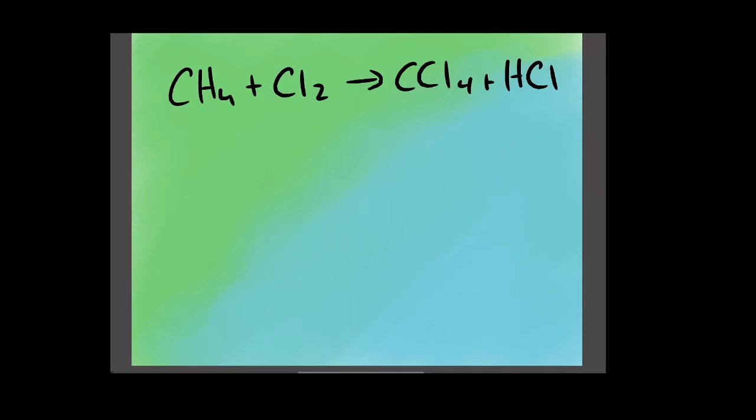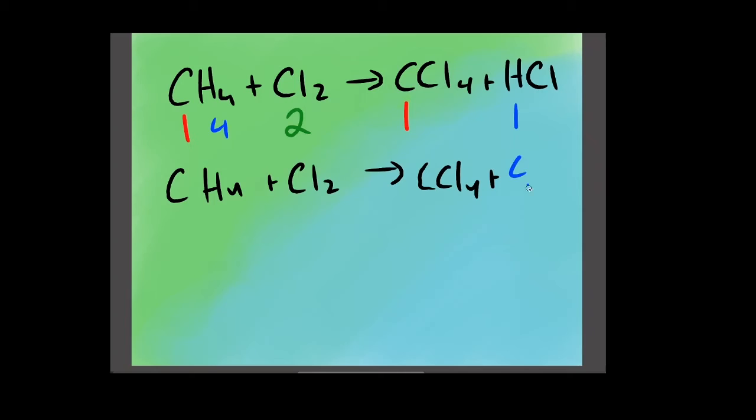Consider the following equation. There are 4 hydrogen atoms, 1 carbon atom, and 2 chlorine atoms on the reactant side. The number of carbon atoms on the reactant side is equal to the number of carbon atoms on the product side. However, there's 4 hydrogen atoms on the reactant side and 1 on the product side. We need to increase the coefficient of HCl to 4 to balance the number of hydrogen atoms. This would be the equation that you should get.